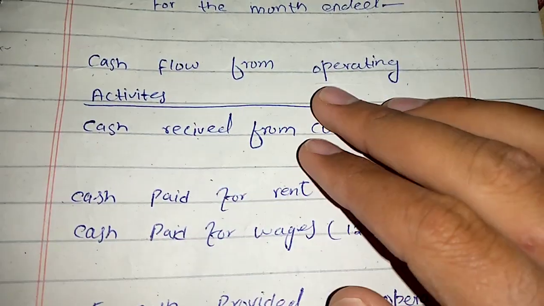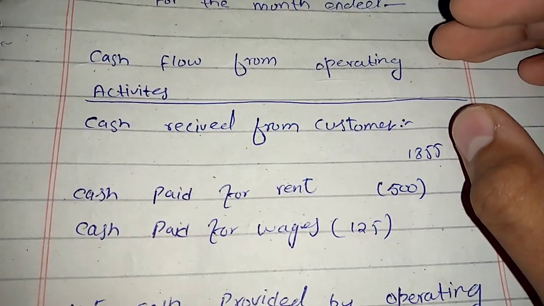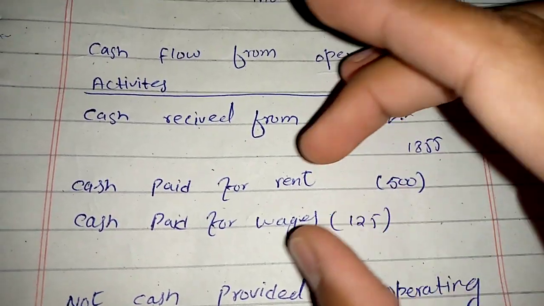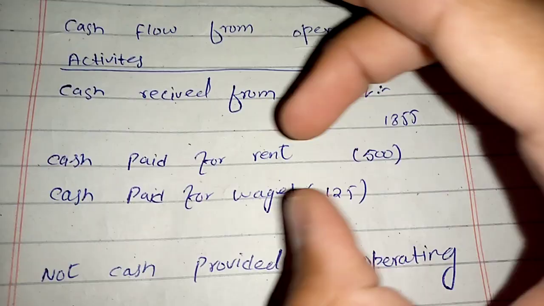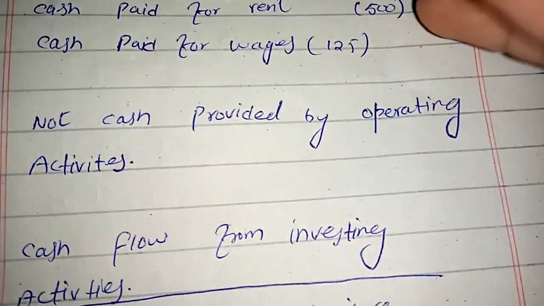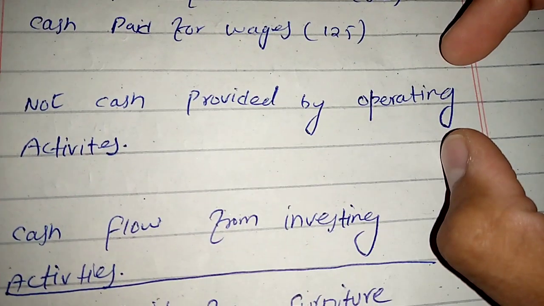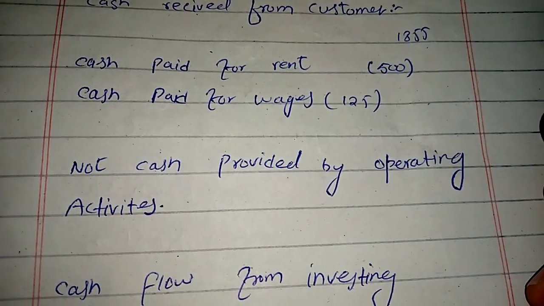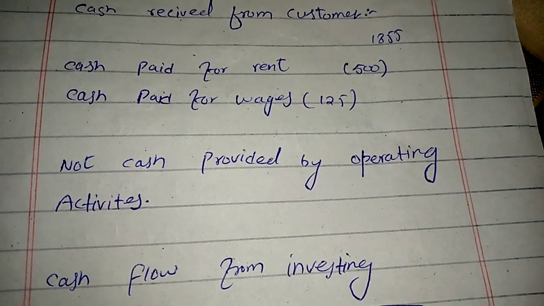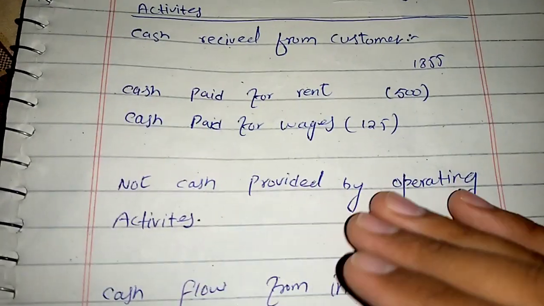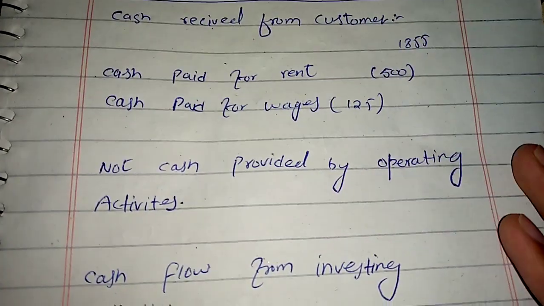So cash flow from operating activities: cash received from customer is 1855, cash paid for the rent is 500, cash paid for the wages is 125, and net cash provided by the operating activities. For operating activities, the things that operate your business are the operating activities.